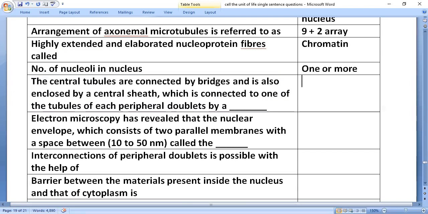Central tubules are connected by bridges and are also enclosed by a central sheath, which is connected to one of the tubules of each peripheral doublet by a radial spoke.